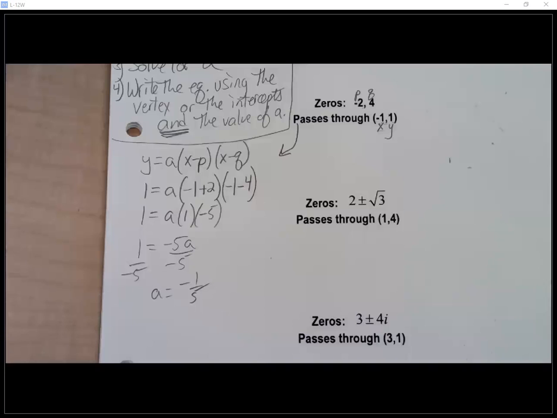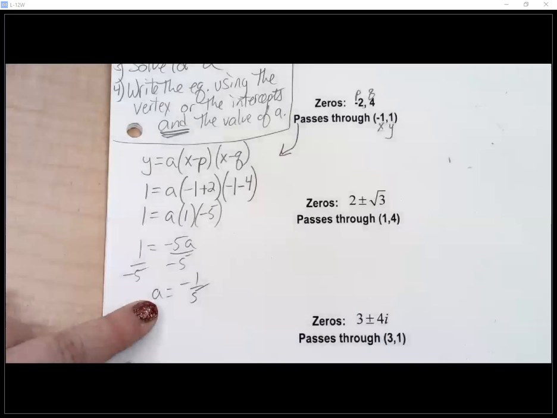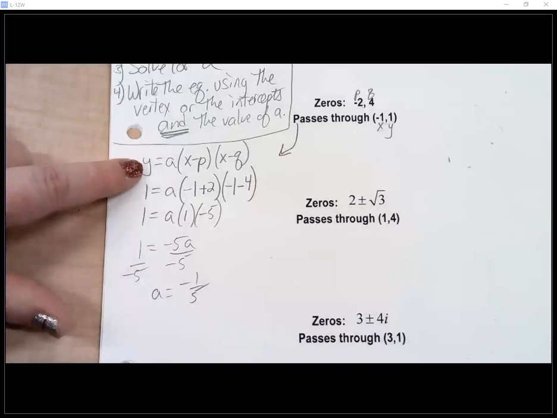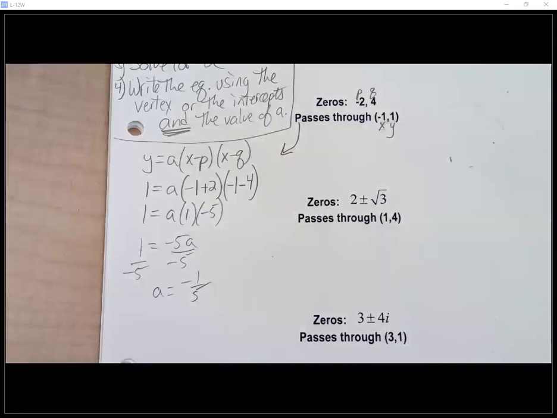Now that I have A, I know what it is, -1/5. I'm going to go back to my general formula. And this time, since I used the vertex, I use the intercept form and plug in those intercepts. So when I have my final equation, the only variables in there should be X and Y. Everything else should be filled in.